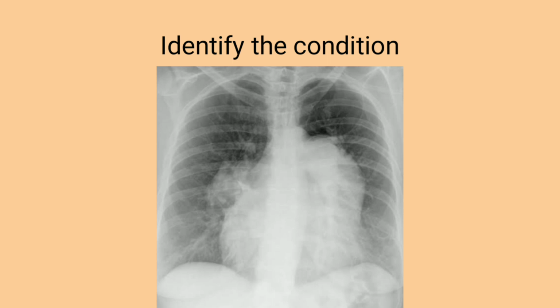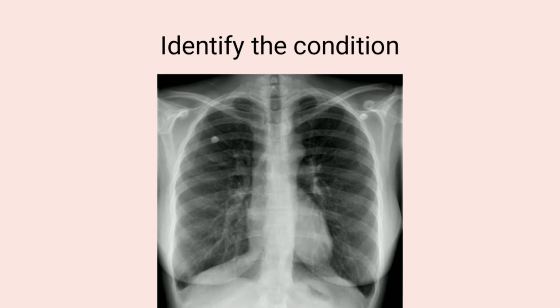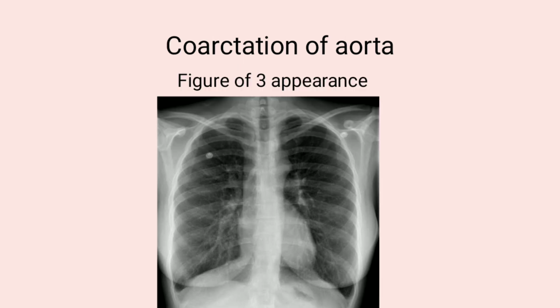Identify the condition. Jug handle heart, seen in pulmonary hypertension. Identify the condition. Figure of 3 appearance on left border of heart, coarctation of aorta.